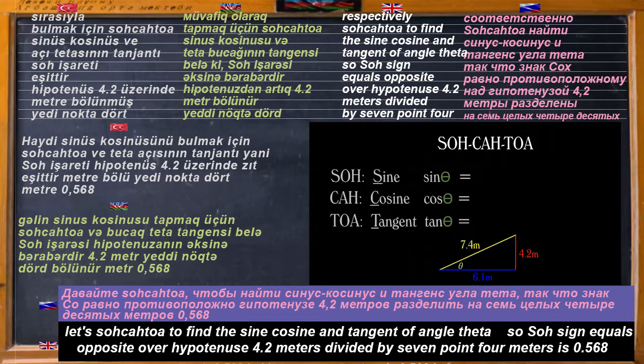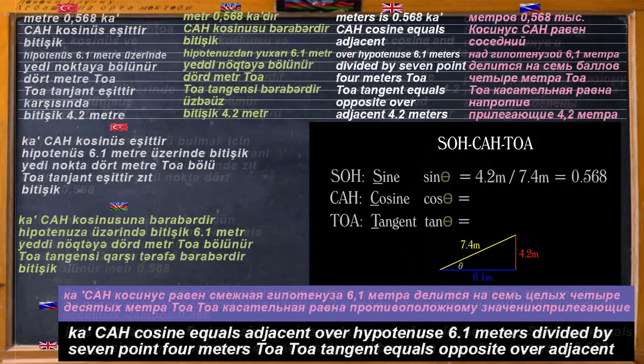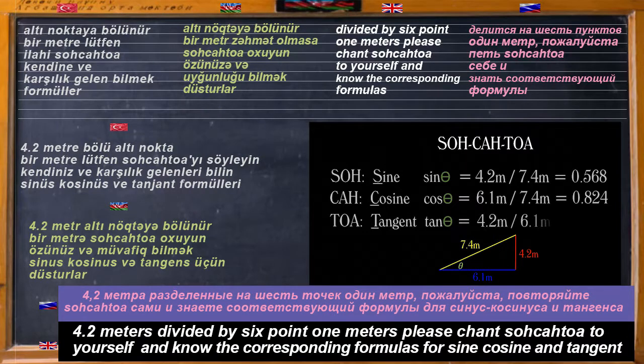So, SOH, sine equals opposite over hypotenuse, 4.2 meters divided by 7.4 meters is 0.568. CAH, cosine equals adjacent over hypotenuse, 6.1 meters divided by 7.4 meters. TOA, tangent equals opposite over adjacent, 4.2 meters divided by 6.1 meters.